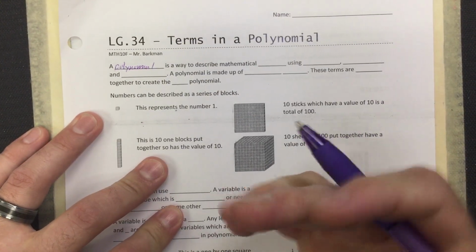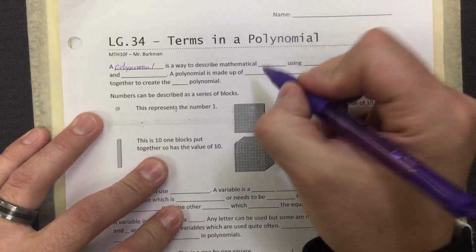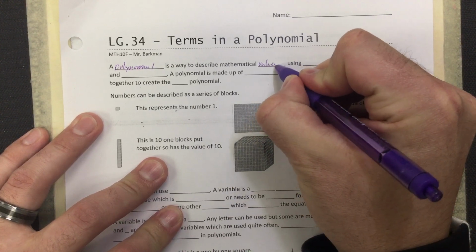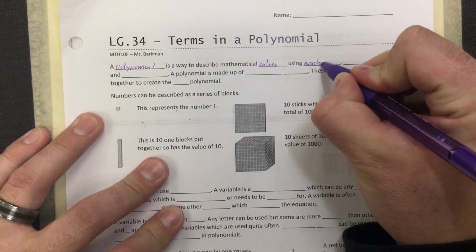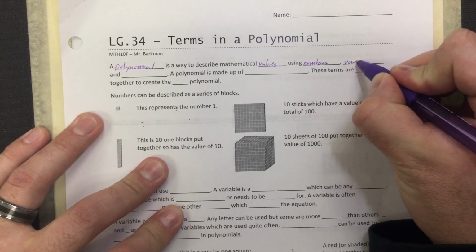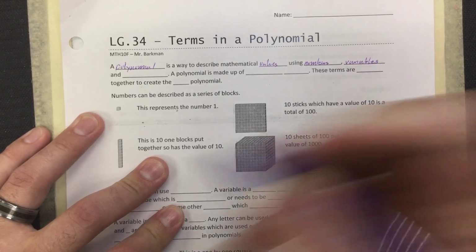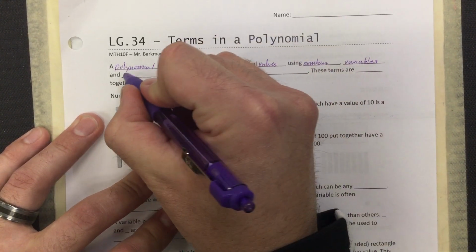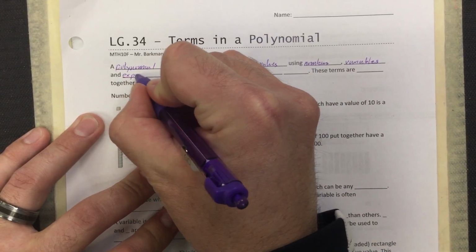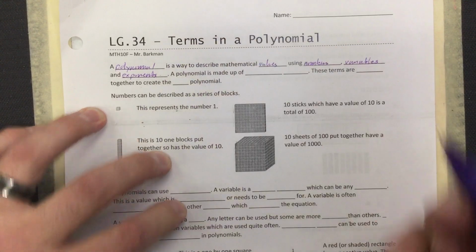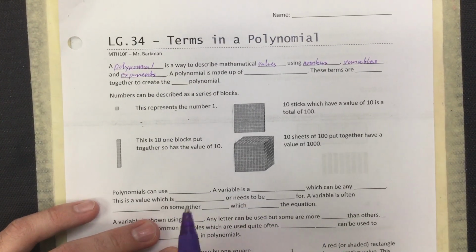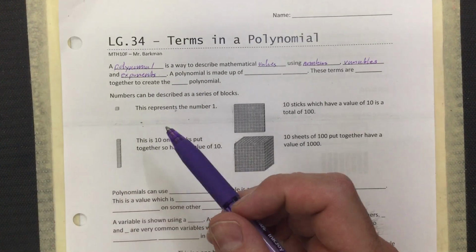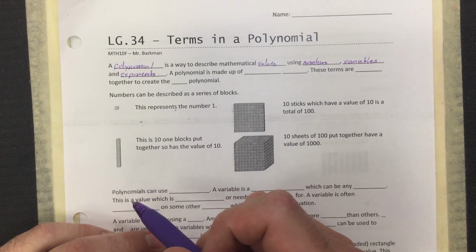So the first thing we're going to do is a polynomial is a way to describe mathematical values using numbers, variables, and exponents. Okay. You may have seen these in the past in former or previous classes, and today we're just going to again try to go a little bit farther into what a polynomial is.